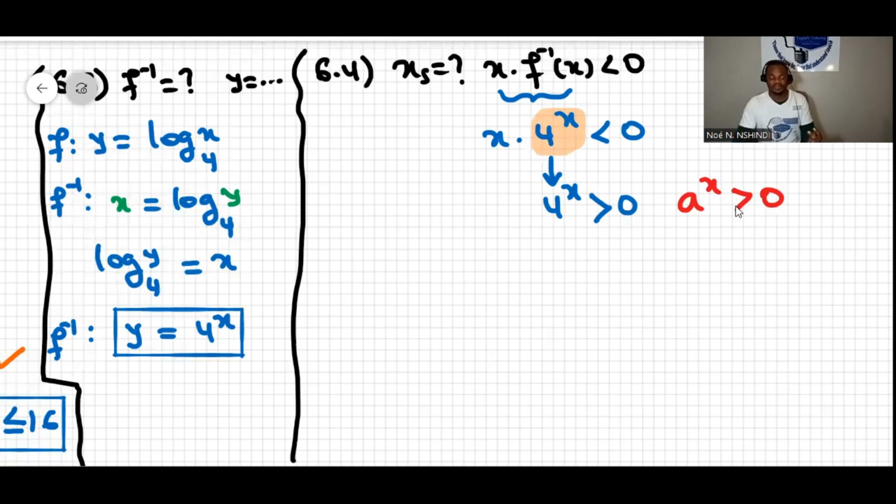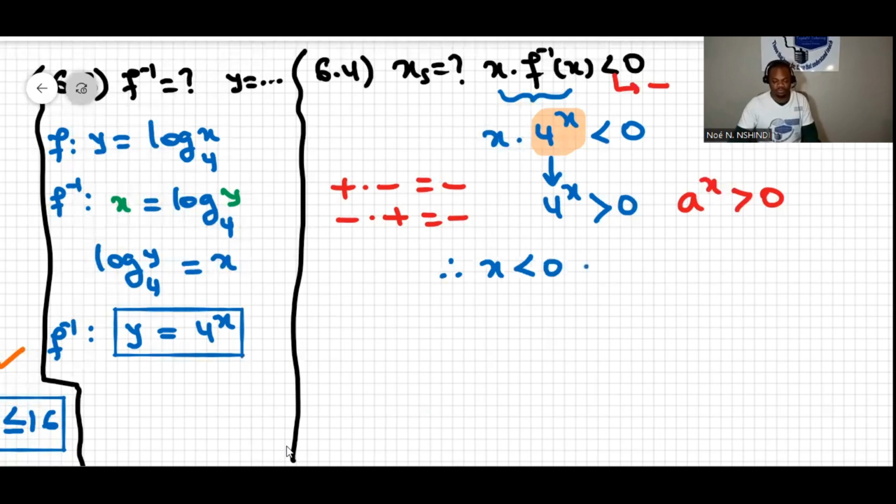So in order to have a product that is negative, it must be positive times negative or negative times positive. It's only when the sign alternates that we have a negative. This is the condition for us to have a negative. So the sign must alternate because this is already positive. 4 to the power of x is positive, so x has to be negative. Therefore x must be less than 0.